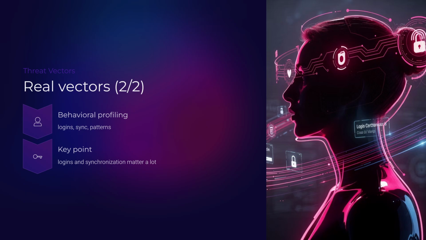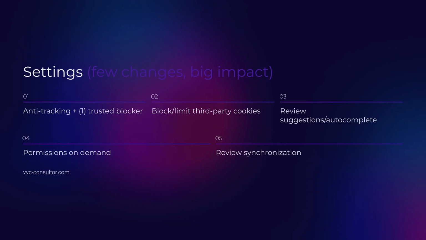Third-party cookies: block or limit them, keep flexibility for breakage. Suggestions/autocomplete: address bar live suggestions can send what you type to a provider. Reduce or disable external suggestions if privacy is a priority. Permissions: set to on demand, avoid persistent location/camera/mic permissions when they're not justified. Sync: syncing history/tabs/passwords is convenient but can increase correlation, decide what you sync and with whom.